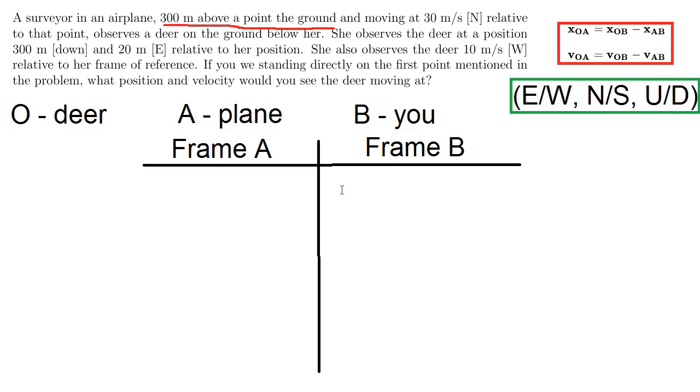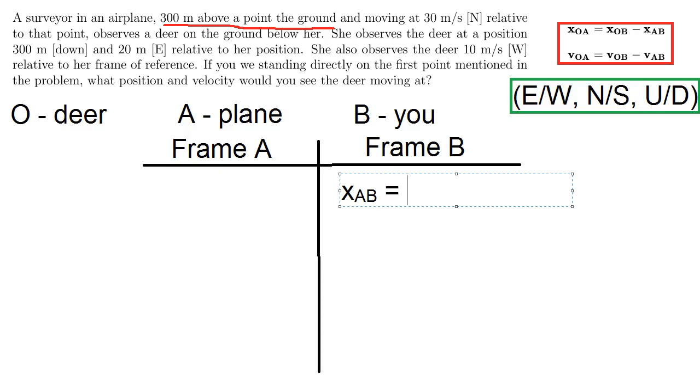So for the quantity that this is, we're first going to give it a label. Number one, it's a position, so we're going to use X, and it is the plane, which is observer A, as seen by the person on the ground, which is frame B. That's how these subscripts are ordered. The first one is what you are looking at, and the second one is who sees it.